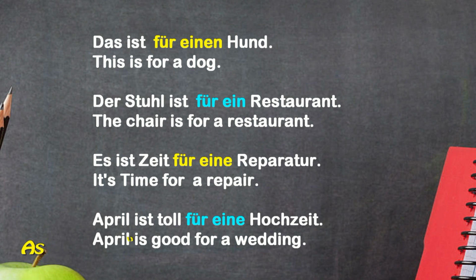Es ist Zeit für eine Reparatur. It is time for a repair. So we have used here eine because it is a feminine noun. And April ist gut für eine Hochzeit. April is good for a wedding. So Hochzeit is a feminine noun. So we have used here eine.